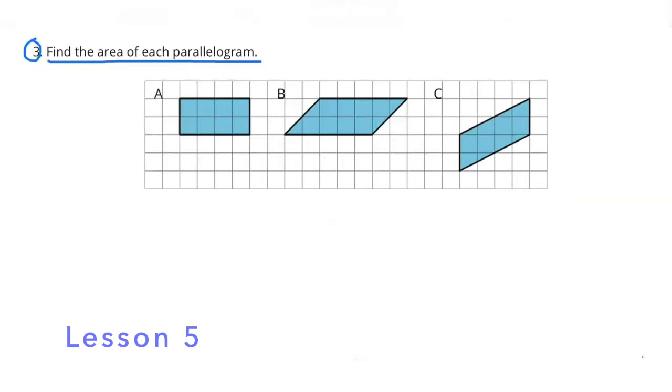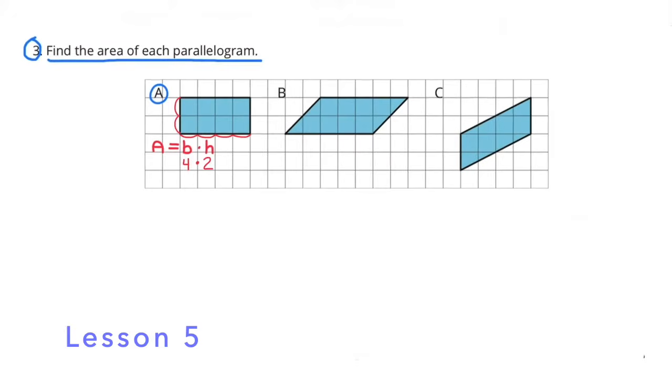3. Find the area of each parallelogram. To find the area, you multiply base times height. And here we have a base of 4 and a height of 2, so 4 times 2 is 8. The area would be 8 square units.